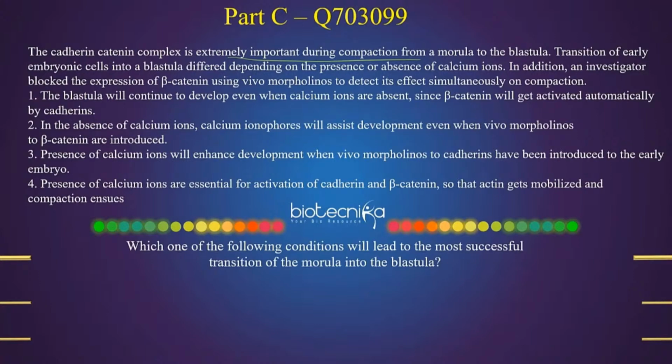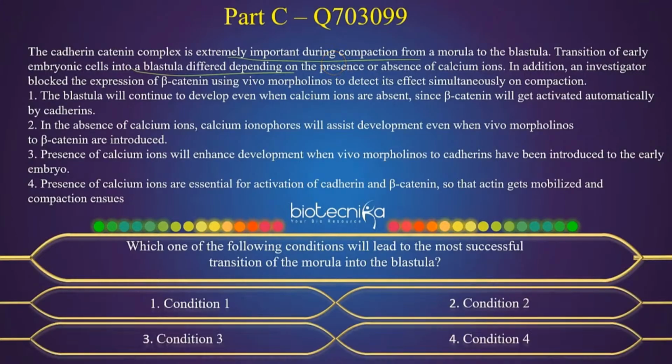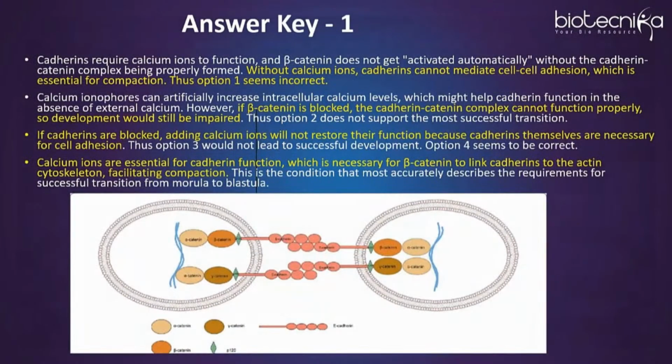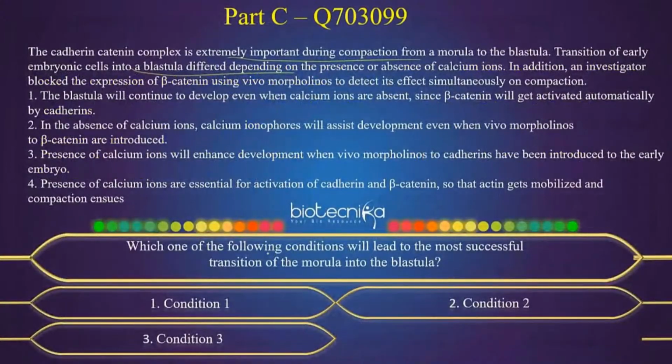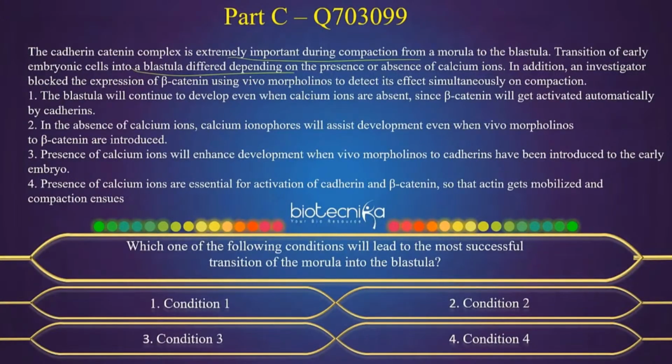Transition of early embryonic cells into a blastula differed depending on the presence or absence of calcium ions. So we know that the cadherin and catenin form a complex together. If you look over here, two cells can stay very close to each other. You have the beta-catenin with the cadherin. Catenin is joining this cadherin, and this cadherin is joining with another cadherin which is coming from another cell. That's why this cadherin-catenin complex is very important.